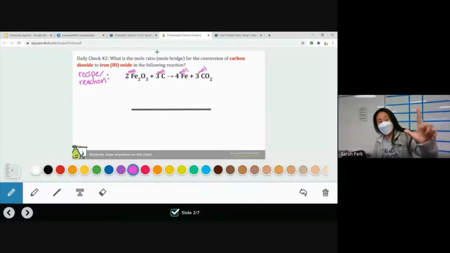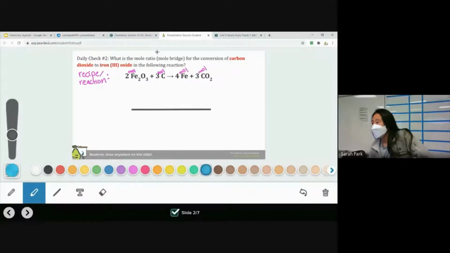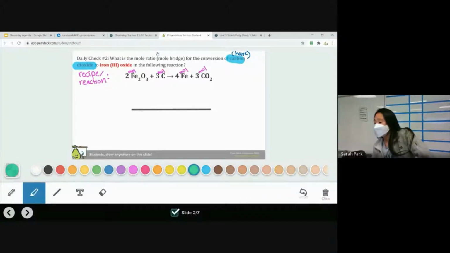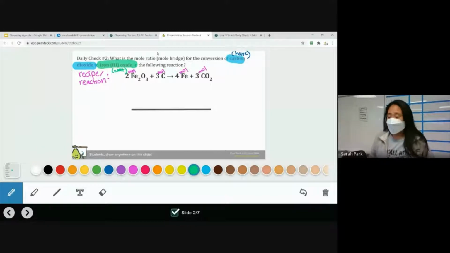All right, so now when you're doing a conversion like this, you have to think about what you have and what you are interested in. It says I have carbon dioxide. So this, I'm going to highlight here. This is what I have, right? And then this is what I want. I want more information. Whoa, you can't see that. I want this, right?